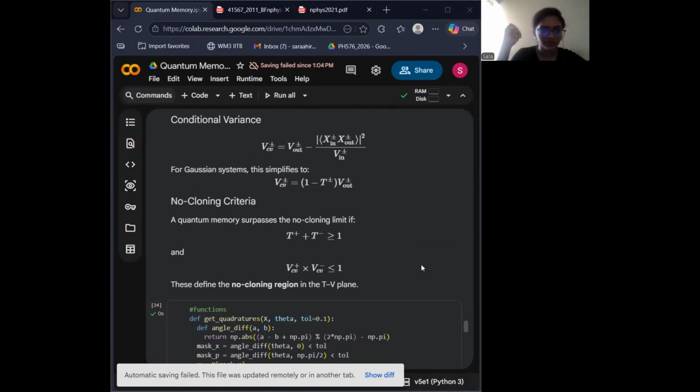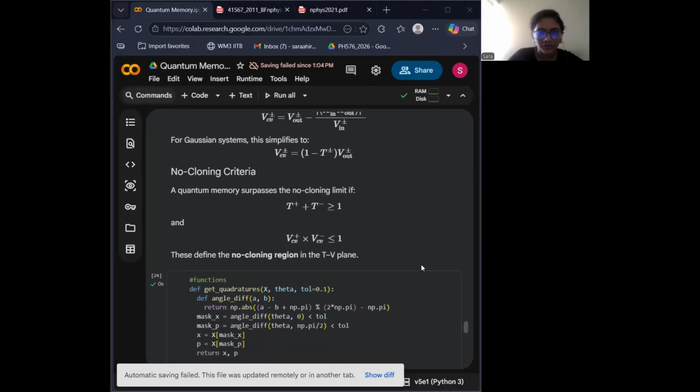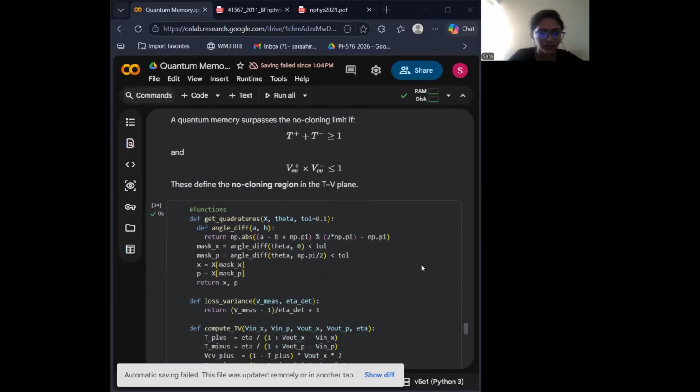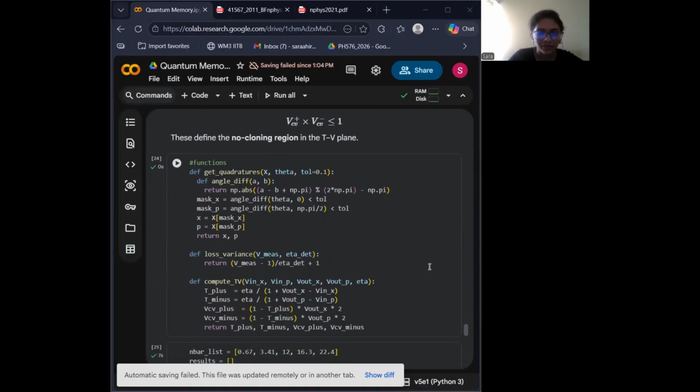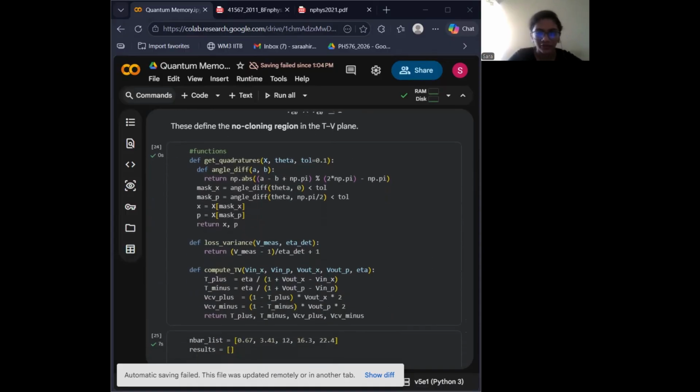So now that we are done with the theory of these two plots that we are going to do, let's get to the code to briefly talk about what it does. Initially, we define these three functions: get quadratures, loss variance, and compute TV.